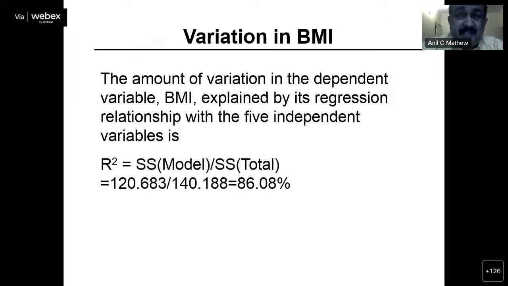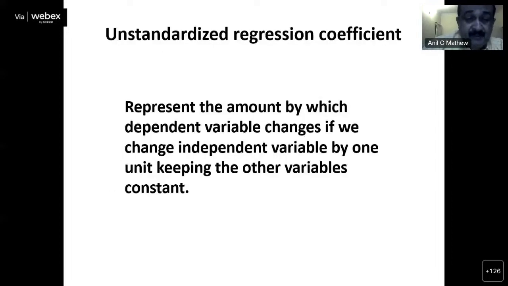What does this R-square indicate? 86% of the variation in the BMI is explained by the variables which we have studied. That is the meaning of the R-square value.